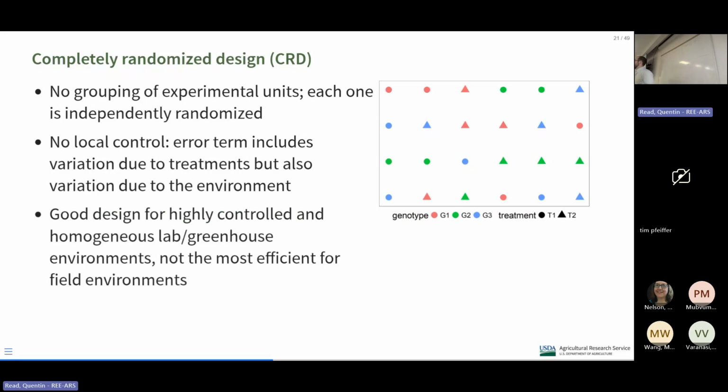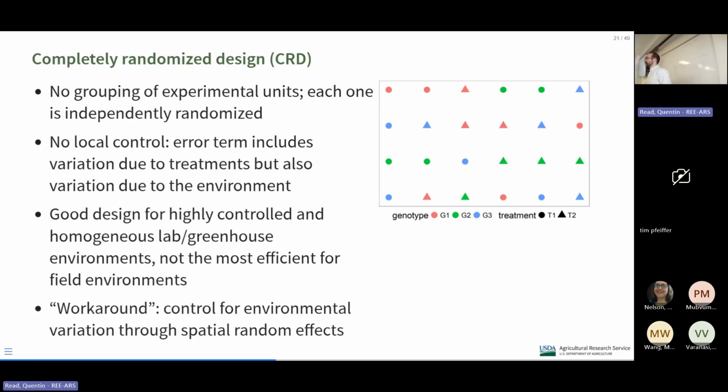Now, this is fine if environmental or spatial variation is very low. Like if this is a growth chamber or a greenhouse that has a very constant environment from one side to the other, then local control really doesn't matter that much, and a completely randomized design is fine because there's no blocking, so you have higher degrees of freedom, and that's a good thing if we can not worry that much about heterogeneity. But it is not the most efficient design for more natural settings like a field experiment.